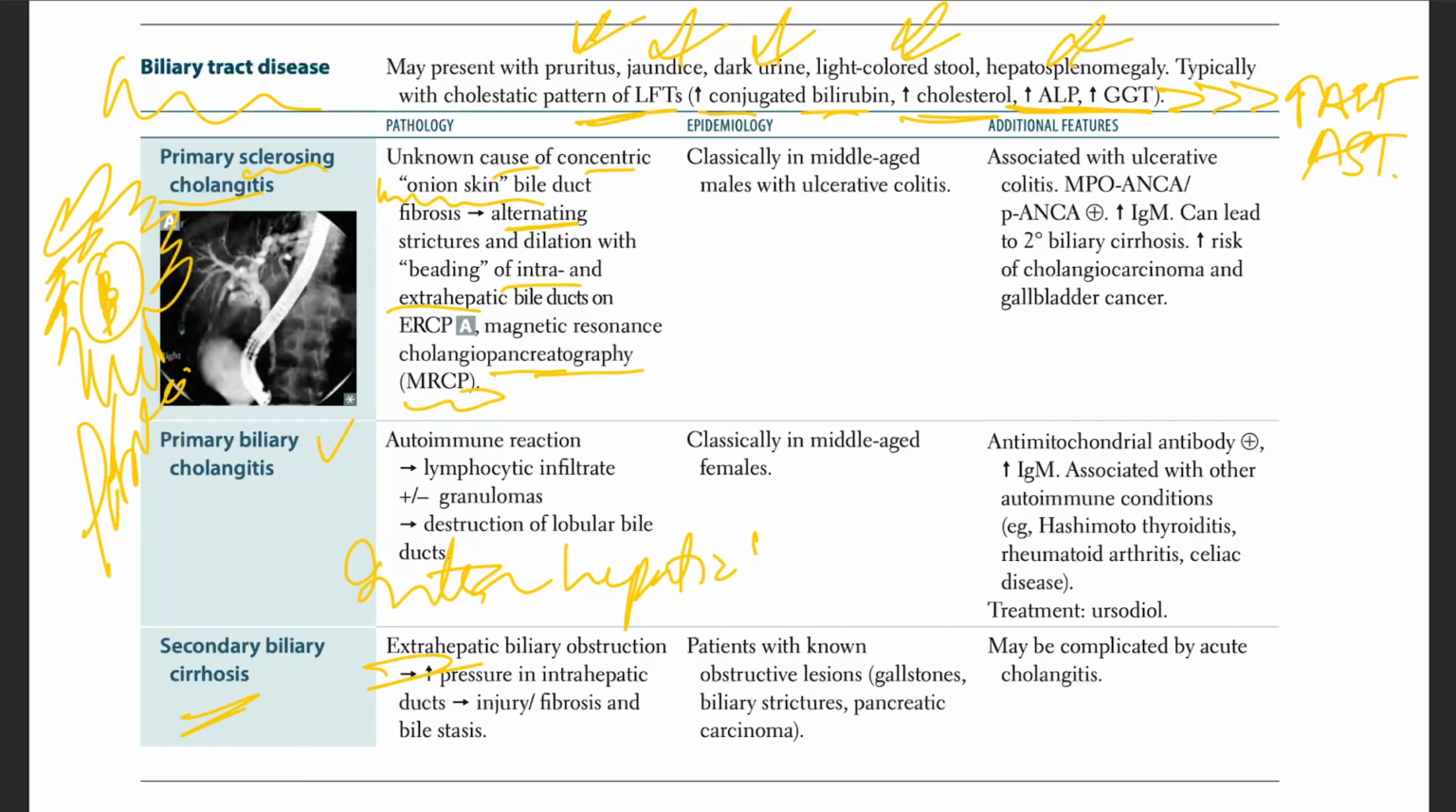Okay. So let's talk about epidemiology. It is classically in middle-aged males with ulcerative colitis. So this is very classical, that you will have an ulcerative colitis patient, and that leads to formation of primary sclerosing cholangitis.